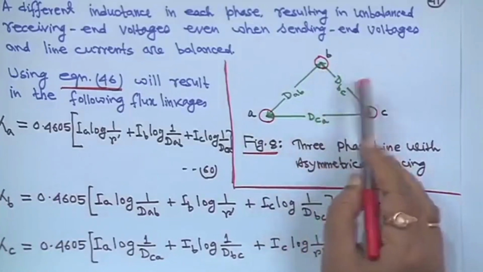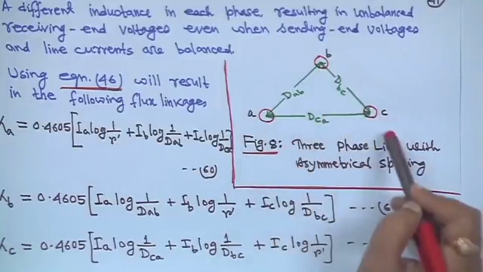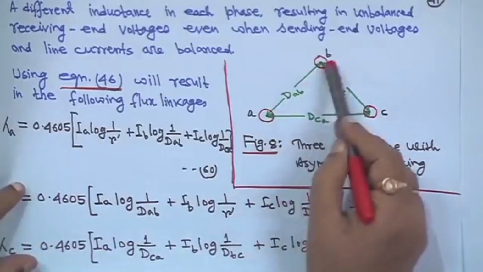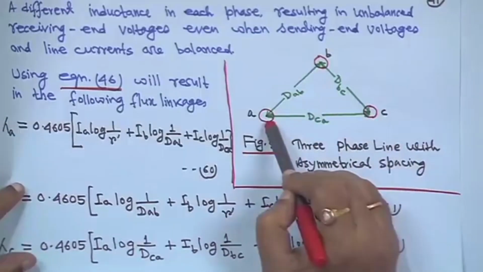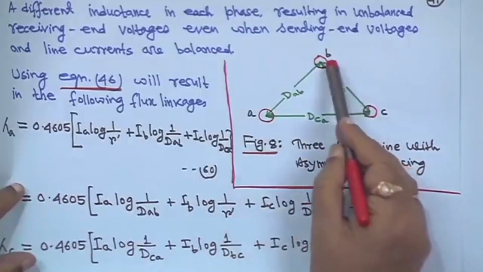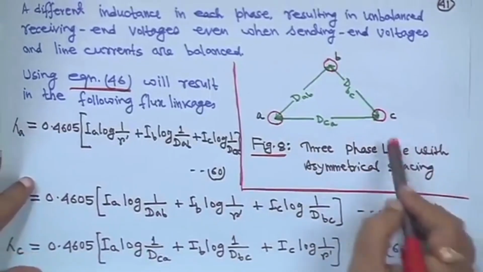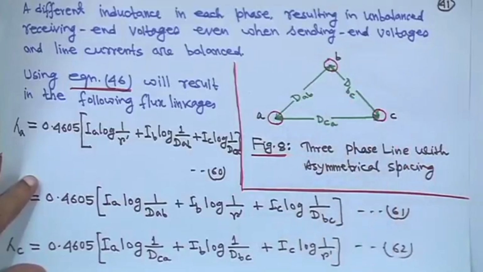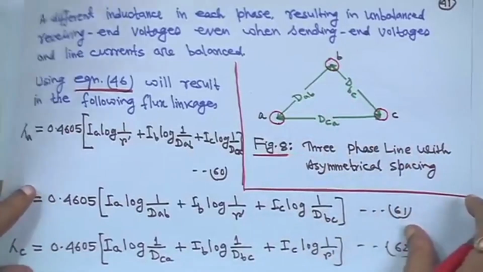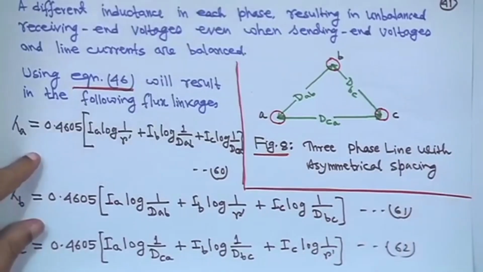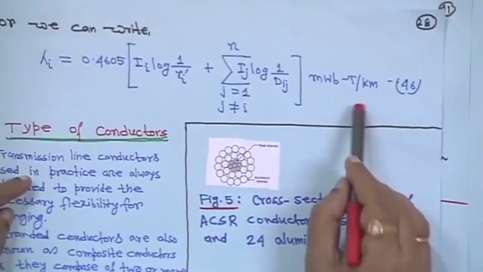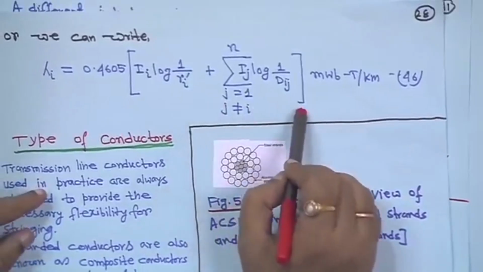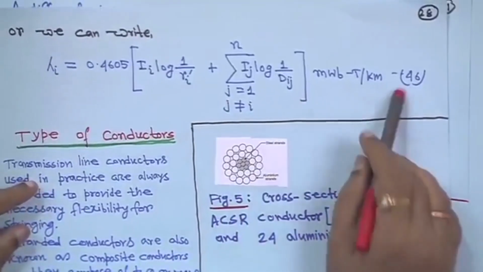this is phase C. The distance between phase A and B is DAB, phase A and C is DCA, and B and C is DBC. So, now DAB, DBC, DCA are different. So, using that same formula, equation 46, again and again we will use this one. Use this equation again and again, then everything is easy.